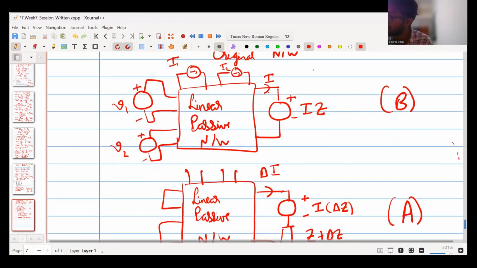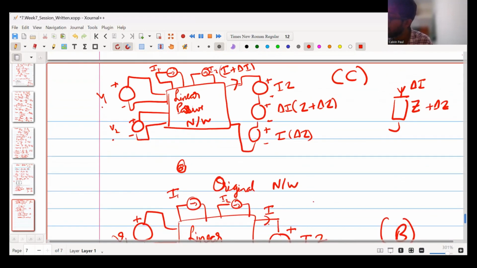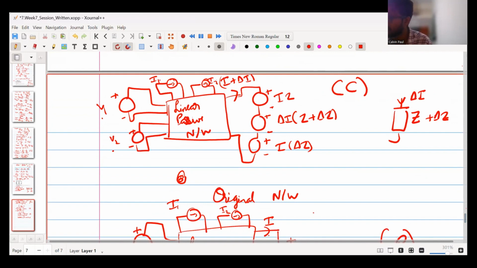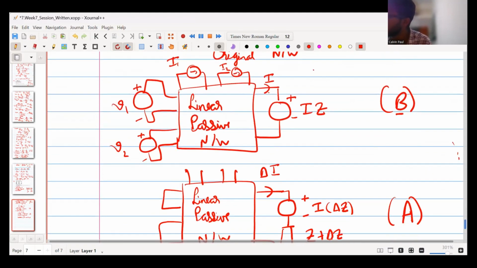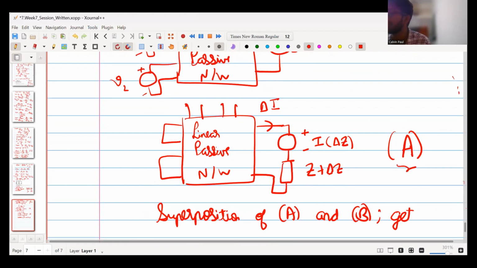And this is the actual final network. V1, V2, I1, I2, I plus delta I. So this is IZ, delta I into Z plus delta Z, and I into delta Z. So to get this network from this network, the network which will come is this. You will have delta I flowing here and Z plus delta Z. And the voltage over here will be plus minus I delta Z. Right? Yes, sir. Okay, so we will use this concept for solving the next sum.